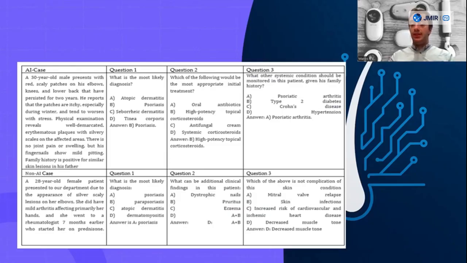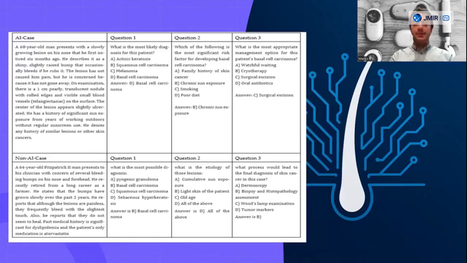And we can also see that question 1 tests students in order to differentiate diseases that have both cutaneous and musculoskeletal disorders, such as dermatomyositis and psoriasis with psoriatic arthritis. In question 2, we can see option D has A and B, meaning that it has a combined answer, a characteristic that we do not see in AI questions. And question 3 asks about the systemic implication of the disease.